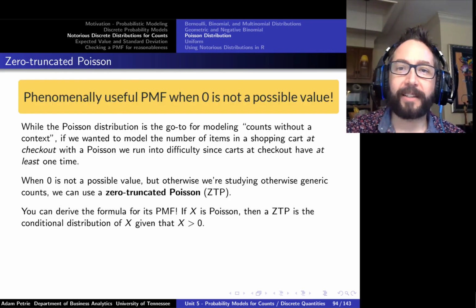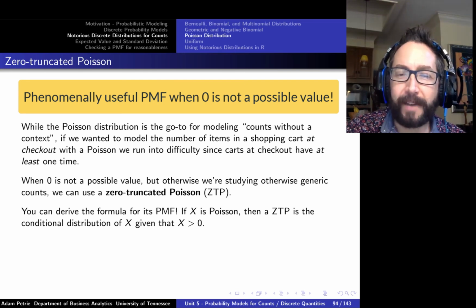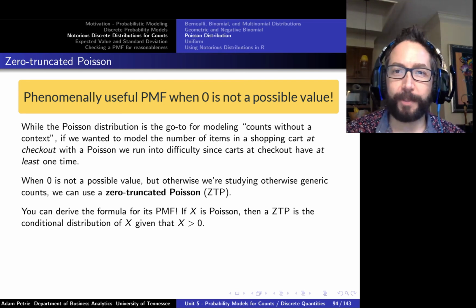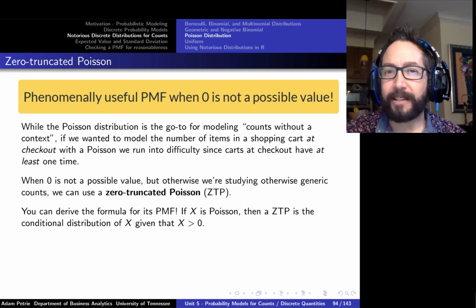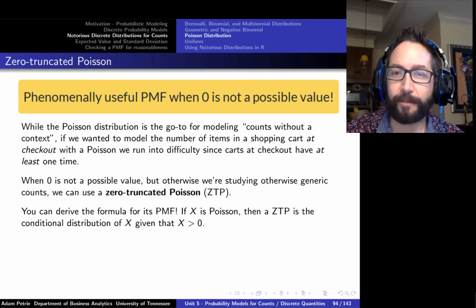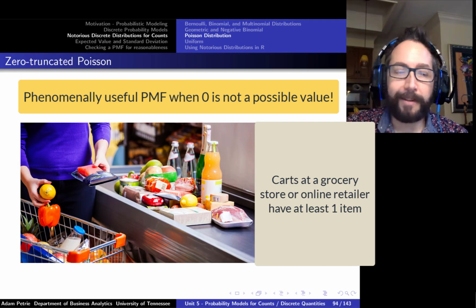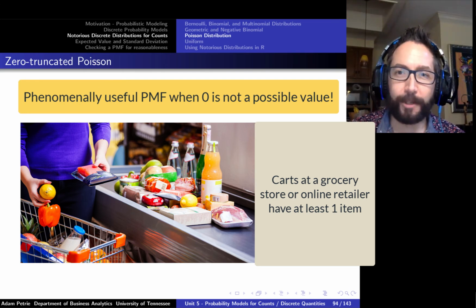Now, in business analytics, a slight modification to the Poisson distribution might prove more useful than the Poisson distribution itself, because a lot of things that we count in business analytics don't actually have 0 as a valid quantity. So for instance, if we were counting up, let's say, the number of items that someone has in their shopping cart at checkout, well, there are not going to be any shopping carts with no items in it when someone pulls up to the checkout here. 1 is the minimum possible number.